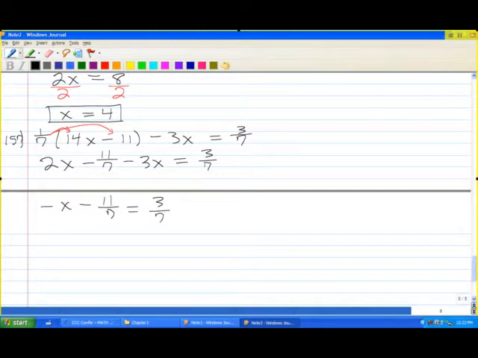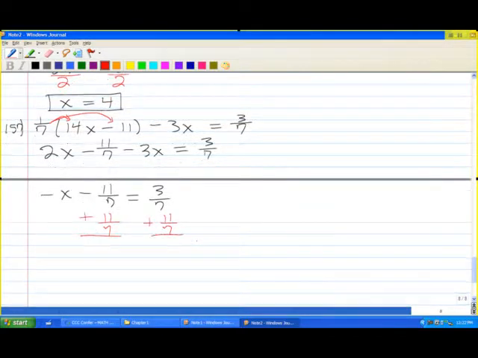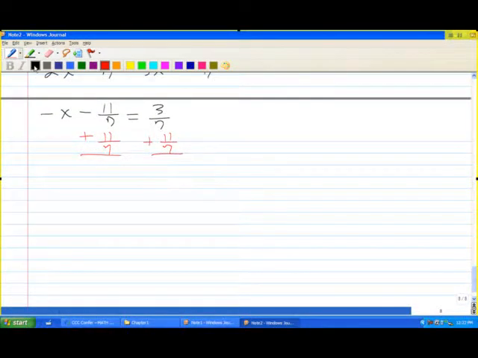Let me add 11 over 7 to both sides of my equation. And so if I do that, I get negative x equals 3 over 7 plus 11 over 7. Well, 3 plus 11 is 14 over 7. 14 divided by 7 is 2.